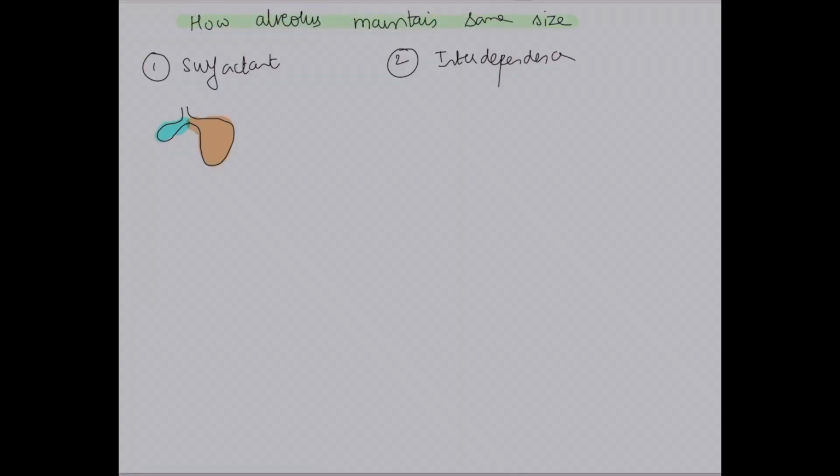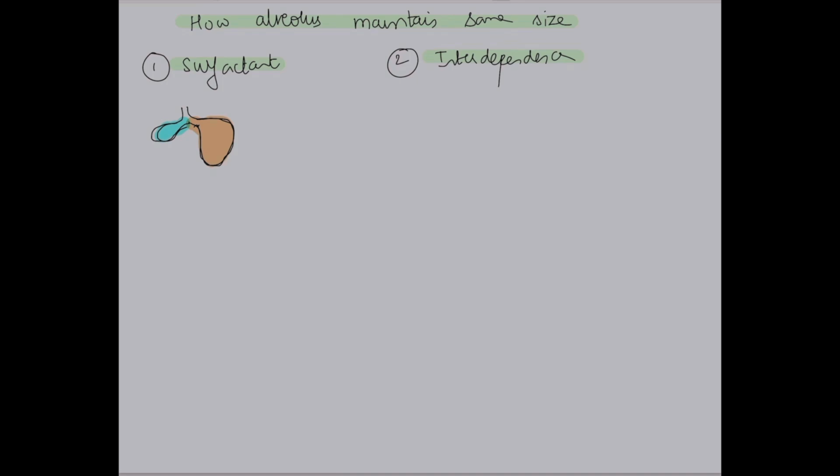Alveoli maintain the same size. There are two factors which are responsible for this. The first one is surfactant, and the second one is interdependence. Now let us see what the surfactant does. Here, this is the small alveolus, and this here is the large alveolus. Now, in the small alveolus, the surfactant is usually at the lining, at the border, at the circumference. And in the large alveolus, the surfactant is also at the circumference.